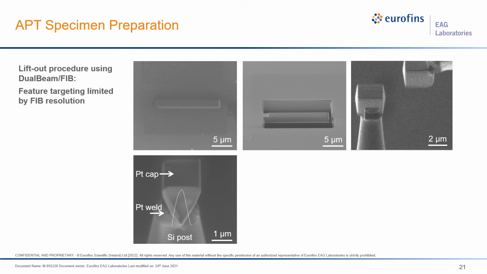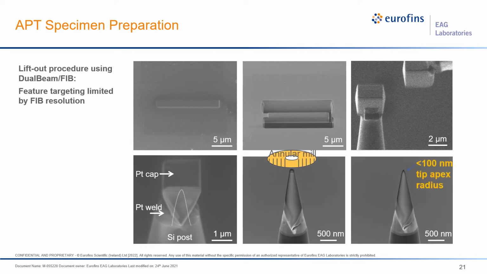So how do we actually make an atom probe tomography sample? We use a lift-out method similar to making a TEM lamella. We first bulk it out, we lift it out, and then we put it on a very special needle, and then we trim it up. Then we do some annular milling to make a very sharp needle, and in the end we have a needle with a tip apex radius of less than 100 nanometers or so.